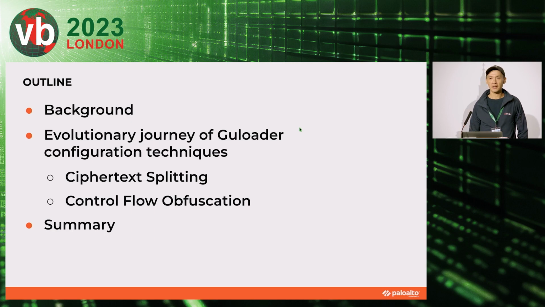For my talk today, I'll cover a few things. I'll give quick background information, answering questions like what are malware configurations and what is the value of malware configurations. But the main bulk of the presentation will focus on the techniques. I'll focus on GULoader and the various techniques they use to hide their configurations. Mainly two major techniques: ciphertext splitting and control flow obfuscation. And of course, we don't just talk about their techniques, but also touch on how we defeat those techniques and are able to extract the configurations in an automated manner.